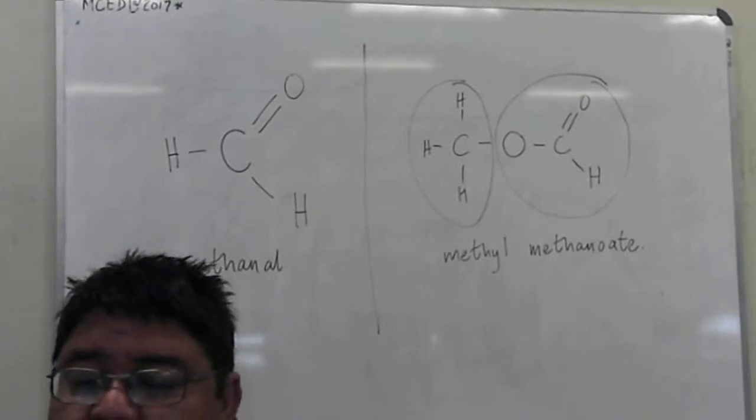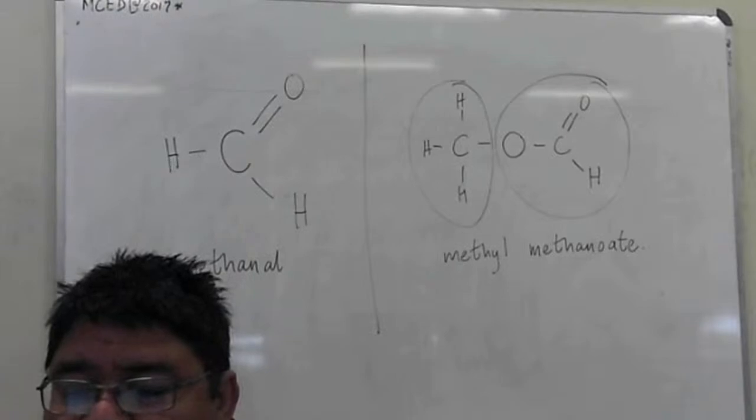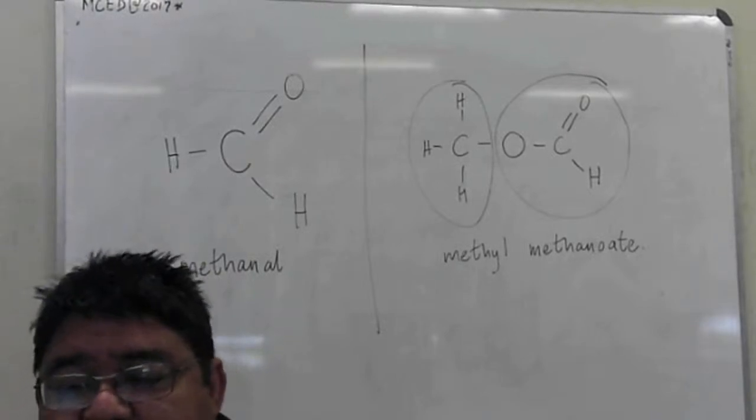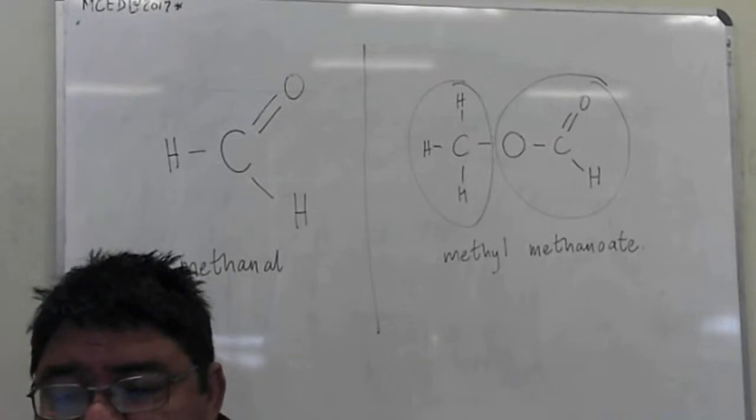Right, so carbon number 1, carbon number 2, 3, 4, 5, 6. So this is a hex. And there's a double bond, and the double bond is attached to carbon number 2. So this is hex-2-ene.